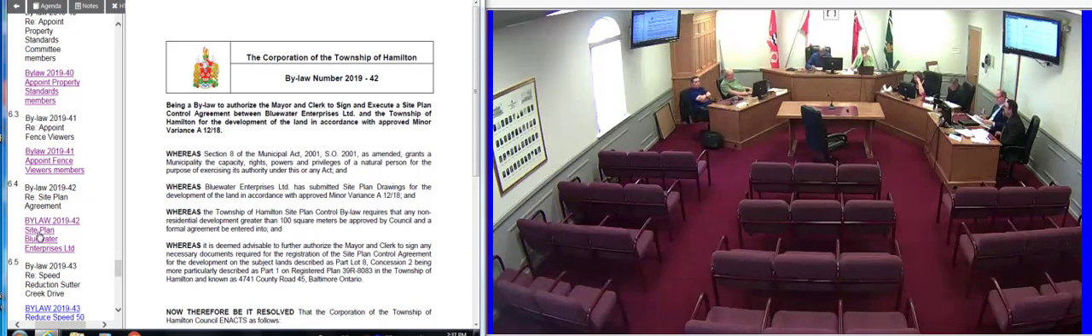16.4, mover and a seconder that bylaw 2019-42, being a bylaw to authorize the mayor and clerk to sign and execute a site plan control agreement with Blue Water Enterprises Limited for the development of the site in accordance with approved minor variance A 12-18, be given first, second, and third reading, and finally passed this 18th day of June, 2019. Moved by Pat, seconded by Scott. Discussion? All in favor? Carried.